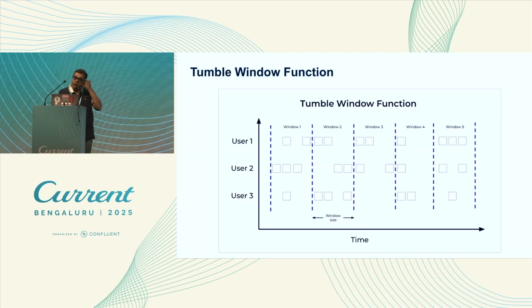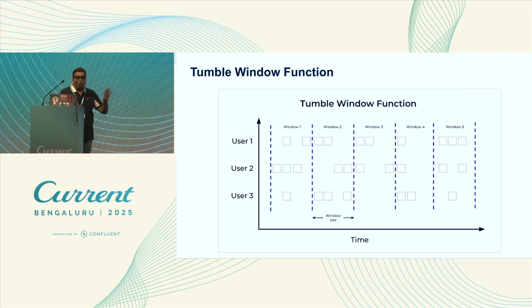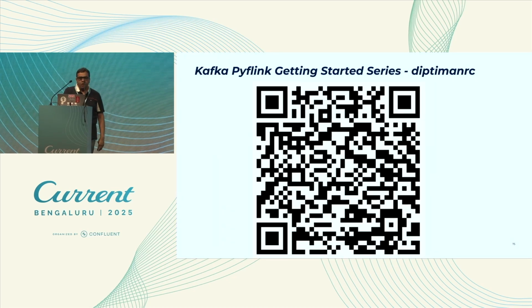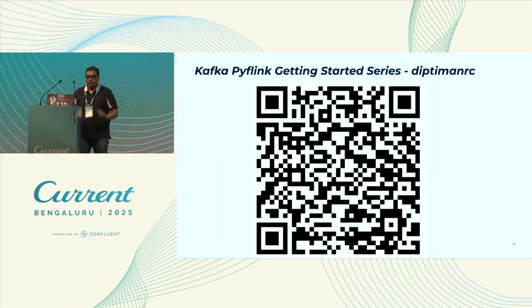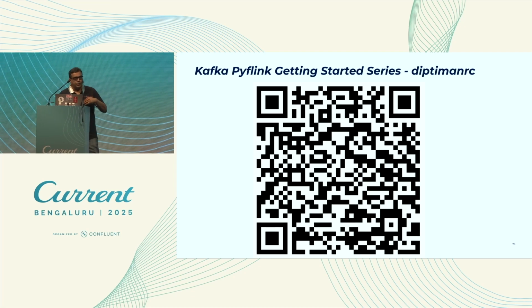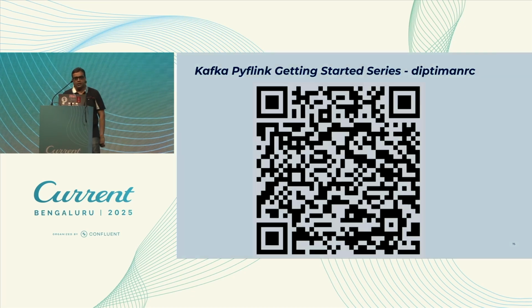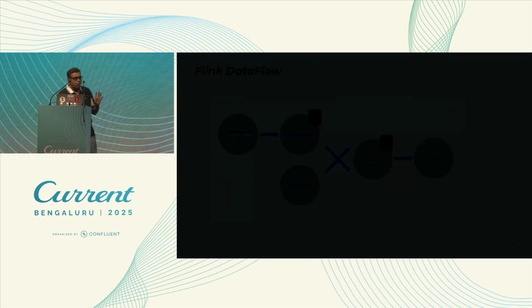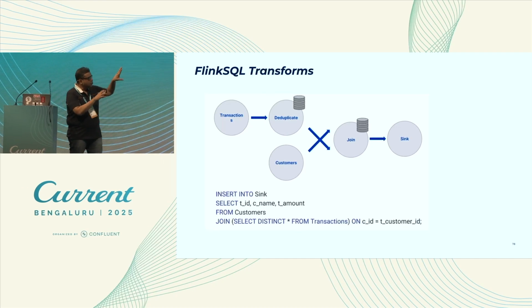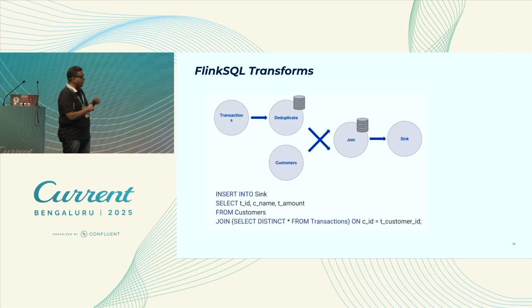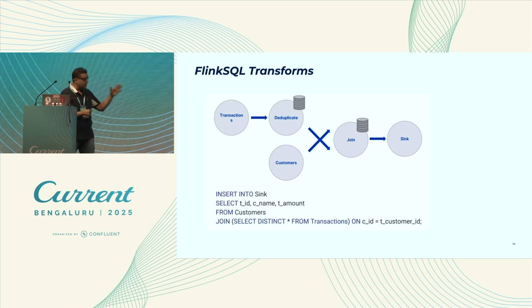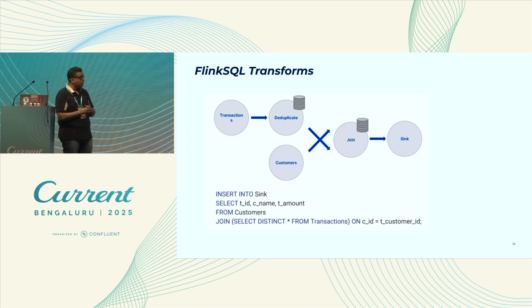As I told you, this is a tumble example, discrete non-overlapping windows, and this is a hopping window example where the window overlaps. I do have a Kafka PyFlink getting started. By all means, please go through it. It would get you started with Kafka, and with PyFlink, etc. Now let's go a little deeper into how the code is being written. A normal Flink data flow would have, let's say, 2 Flink dynamic tables, a transaction and a customer, and I could do an insert into sink by selecting distinct transactions and then joining with the customers. So I could have a transaction ID, customer name, and transaction amount, and then push it to the sink.